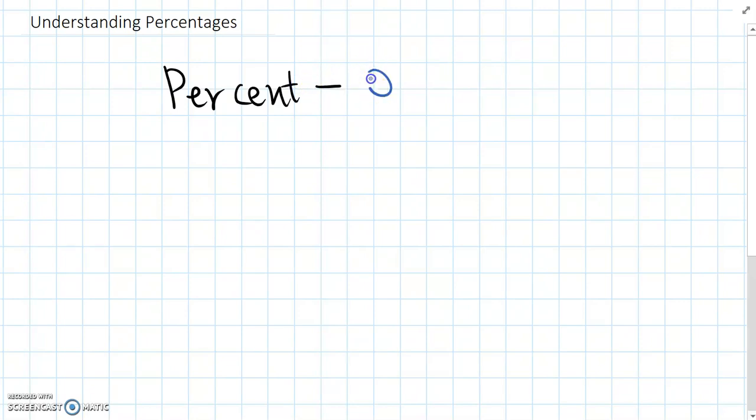So now that we've looked at fractions and decimals, the next thing to learn about is percentages. And percent just means out of 100.